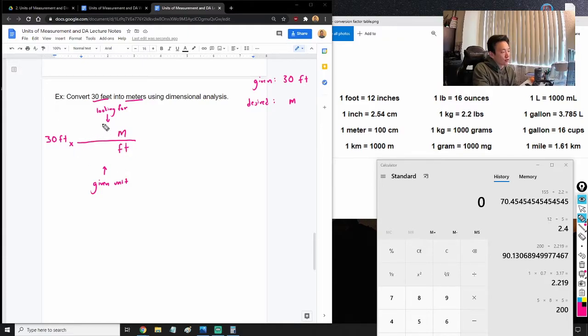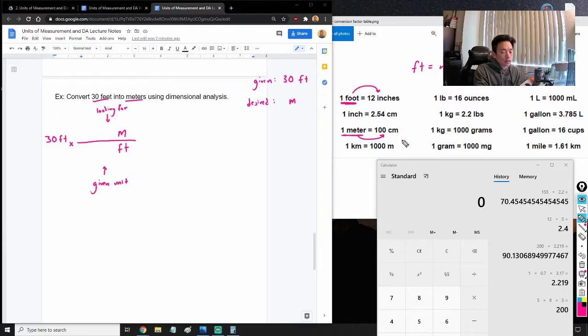So we're going to have to figure out a fraction where we have meters and feet together. If we go here, we can look through our conversion table, and you're going to see there's feet right here, but it looks like it's equal to inches. And we have meters right here, but it looks like it's equal to centimeters. I don't see anything where feet equals meters. I can't find it on this chart.